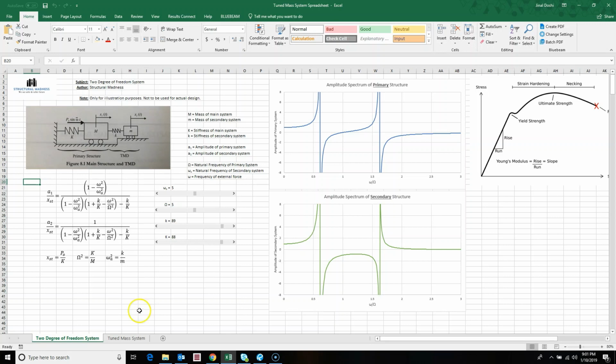And if you go back to our video where I showed you the actual structure moving back and forth with the damper, there was a point in the video where you notice that the primary structure isn't moving at all. That's because the frequency of excitation was matching the frequency of the tuned mass damper. And it was the damper which was absorbing all the loads, and the primary structure was not moving at all. So I hope I cleared up some concepts about a tuned mass system over here.